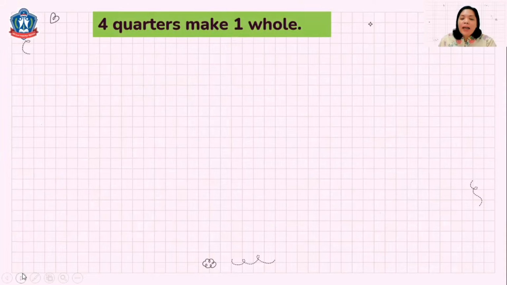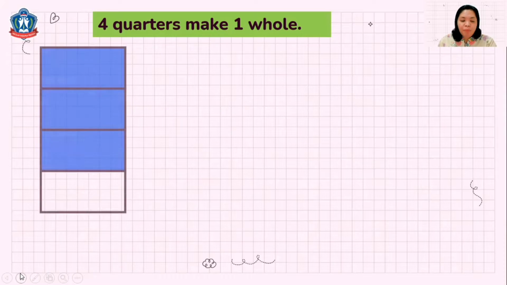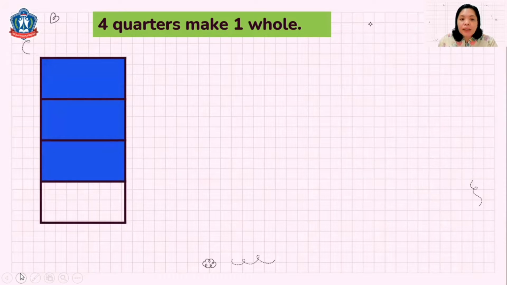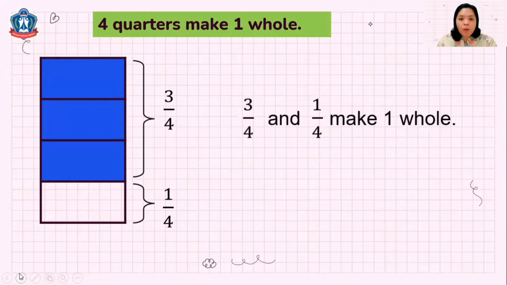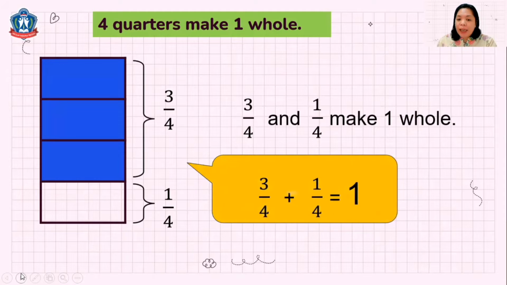Okay, I have another here. When we see 4/4, it will make one whole. Look at this shape. It is divided into 4 equal parts. 3 parts or 3/4 is shaded with blue. Then 1 part or 1/4 is unshaded. So all of this, if we put them together, makes one whole. So 3/4 and 1/4 make one whole. Or we can also say 3/4 plus 1/4 equals 1.